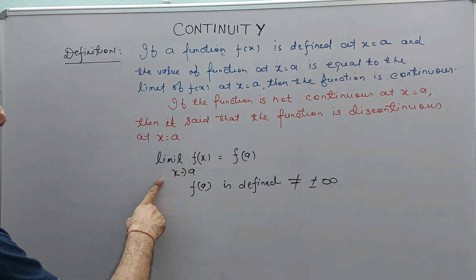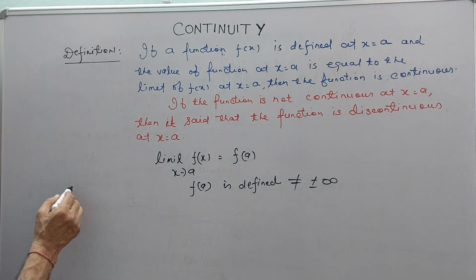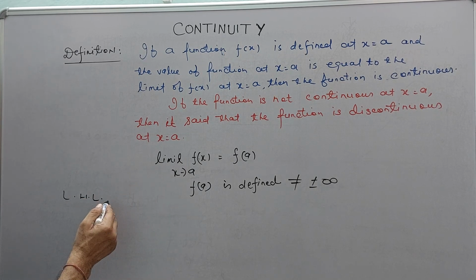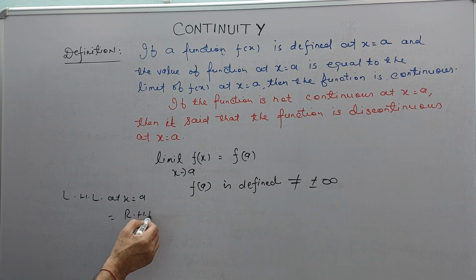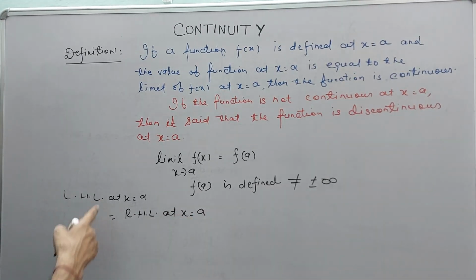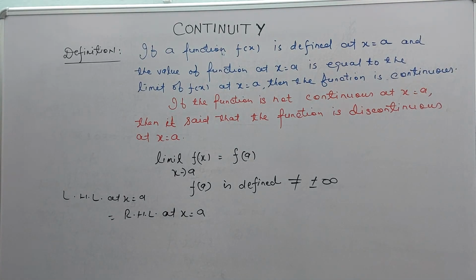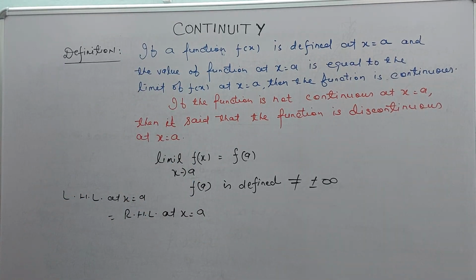So this is the limiting value. We know that if this is a limit value, the left hand limit is equal to the right hand limit. Both limits are included here. The left hand limit at x equal to a is equal to the right hand limit at x equal to a, and the value should not be plus or minus infinite. So both limits are included here. This is one definition.